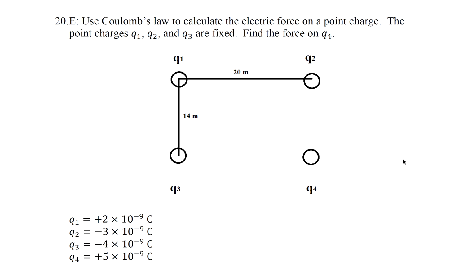Question 20. Use Coulomb's law to calculate the electric force on a point charge. The point charges Q1, Q2, and Q3 are fixed. Find the force on Q4. So Q1 and Q4 are both positive. So Q1 pushes Q4 southeast. Q2 is negative, Q4 is positive. So Q2 pulls Q4 up. Q3 is negative, Q4 is positive. So Q3 pulls Q4 to the left.